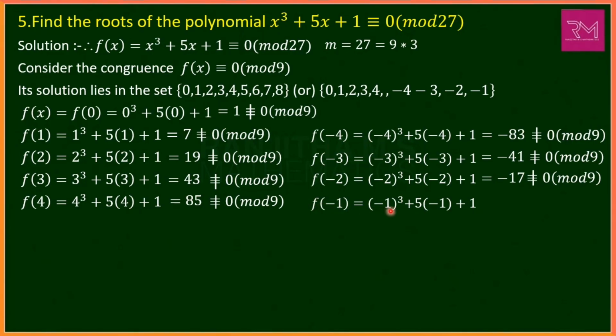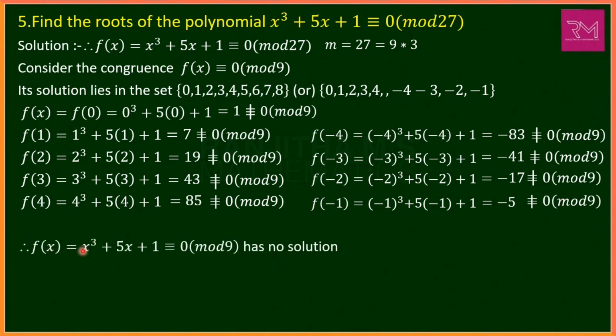In a similar way, we substitute for f of minus 1. That is, if we substitute x is equal to minus 1, we get minus 1 whole cube plus 5 into minus 1 plus 1, which gives a value of minus 5. Obviously, minus 5 is not congruent to 0 mod 9 because 9 does not divide minus 5. So, we have substituted all the values in this set. We didn't get any root because none satisfies the congruence. Therefore, we can conclude that f of x, which is equal to x cube plus 5x plus 1, congruent to 0 mod 9 has no solution.